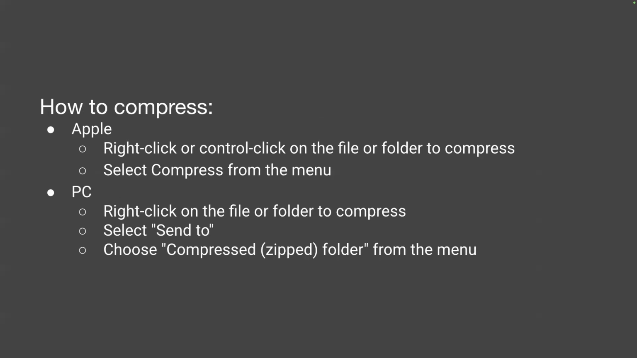How to compress a file or folder. Pretty much all modern day computers have the application to compress or zip a file. For an Apple, you would right click or control click on the file or folder that you want to compress, and then select compress from the menu. On a PC, you would right click on the file or folder that you want to compress, select send to, then select compressed or zip, depending on the platform, from the menu.